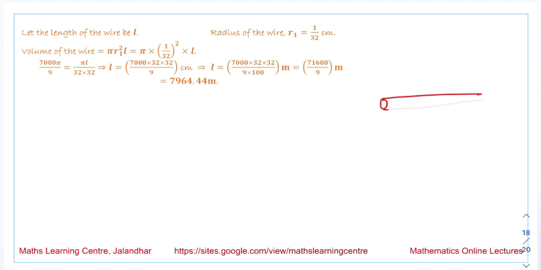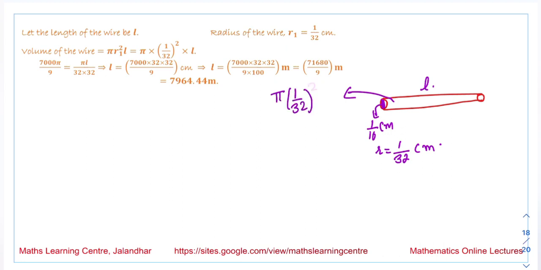Now we are saying that from this frustum we have drawn a wire, and the diameter of this wire is 1 by 16 centimeter. So the radius we have is 1 by 32 centimeter. Suppose the length of this wire is L, then the volume of this wire is pi r square L, and this volume should be equal to the volume of the frustum of cone, that is equal to 7000 pi by 9.